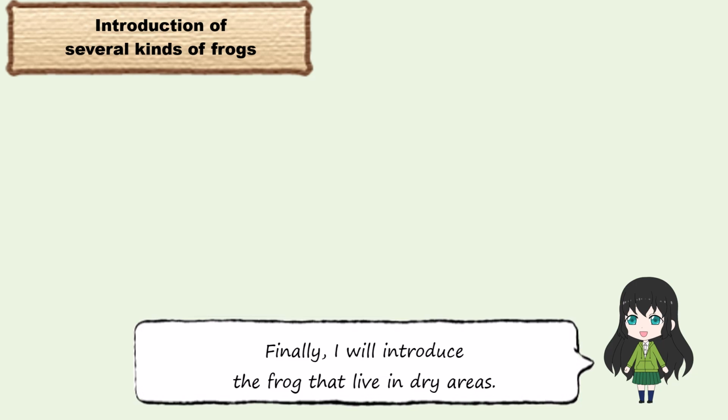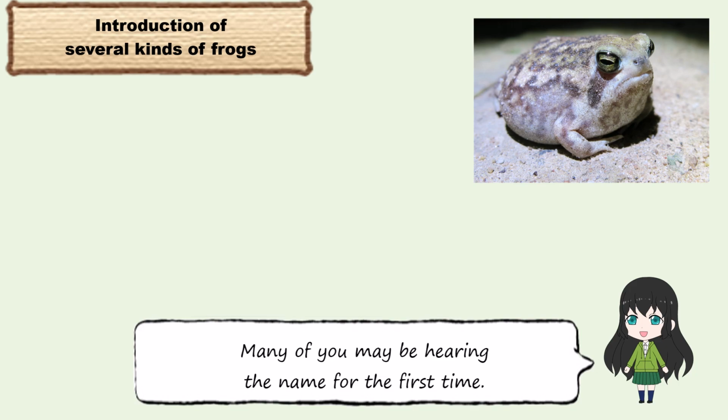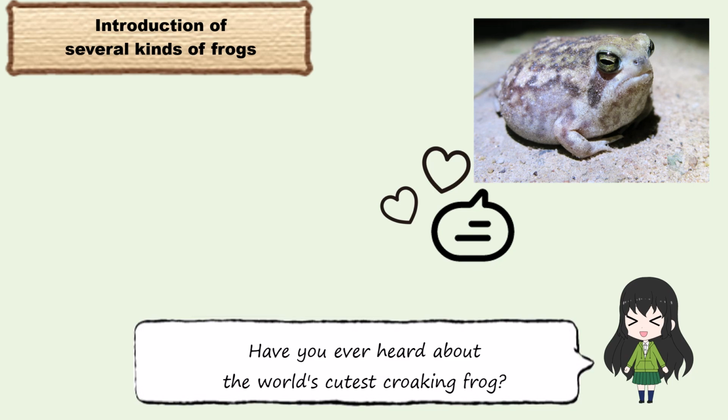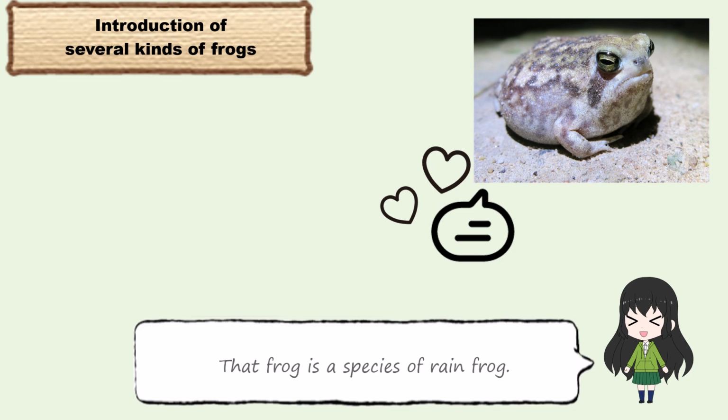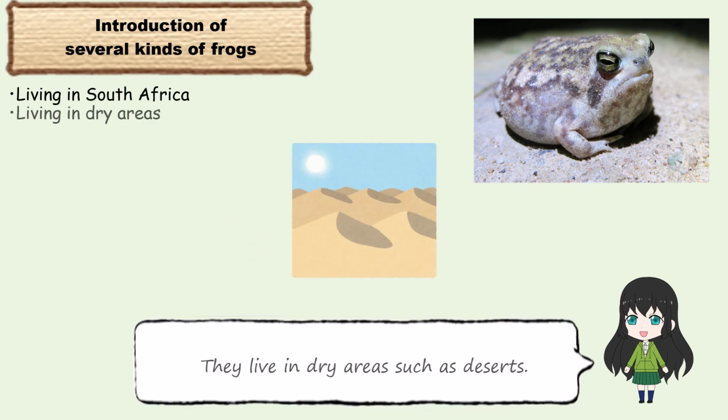Finally, I will introduce the frog that live in dry areas. It is a rain frog. Many of you may be hearing the name for the first time. Have you ever heard about the world's cutest croaking frog? That frog is a species of rain frog. Rain frogs live in South Africa. They live in dry areas such as deserts.